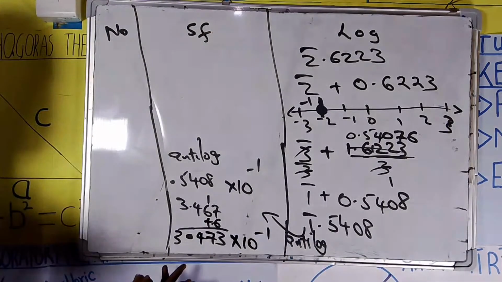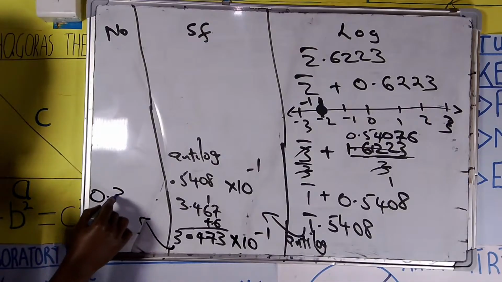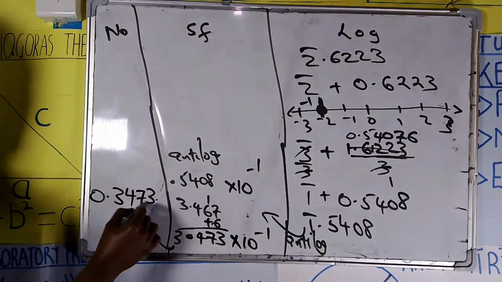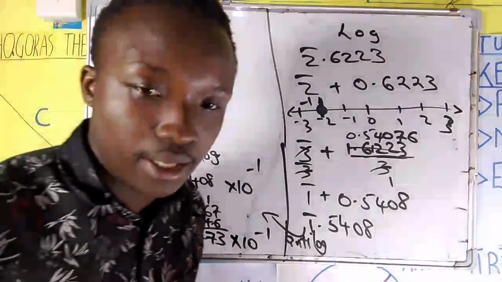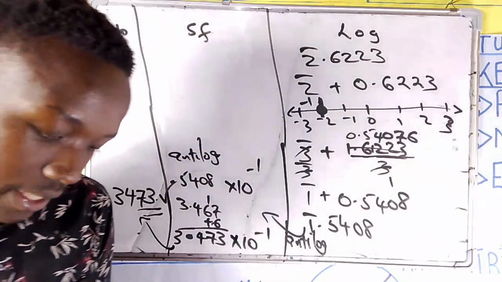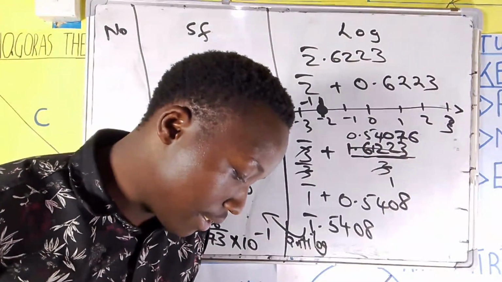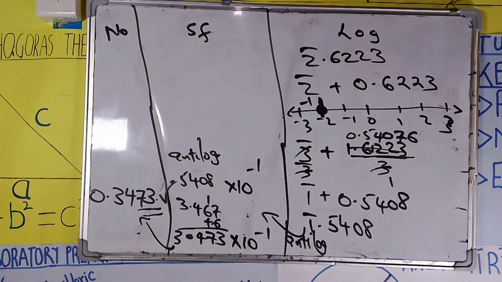So where do we return this decimal? Back. It becomes 0.3473. And that is how we find the square roots and the cube roots of numbers using logarithm. If you have a question, you can ask.